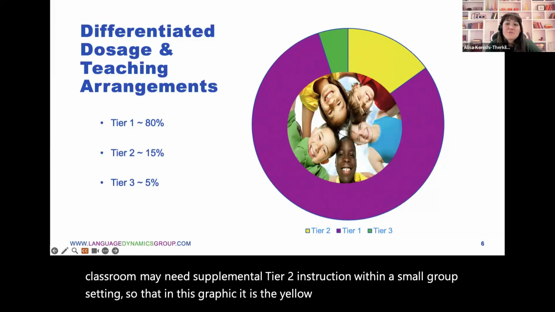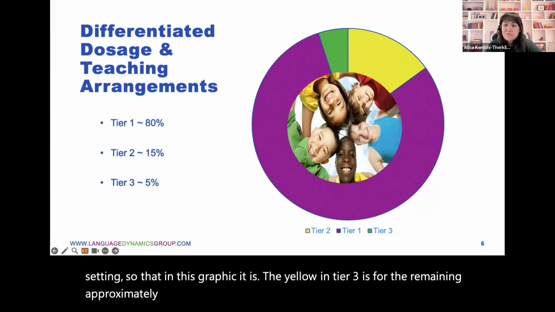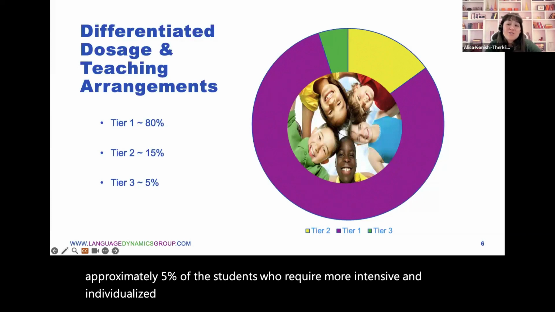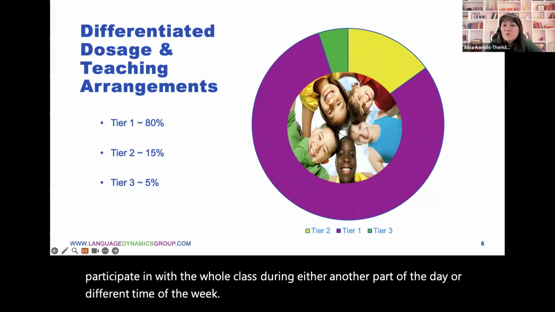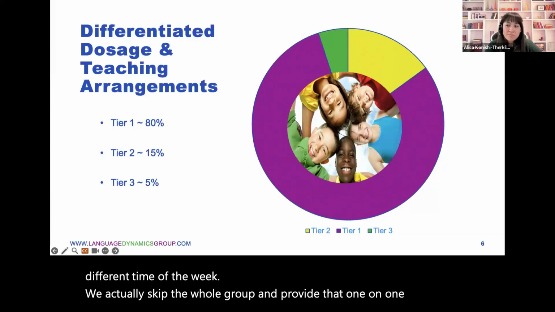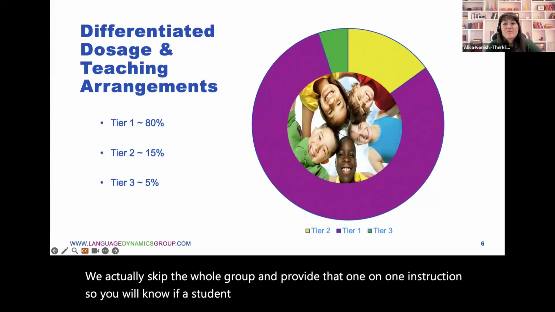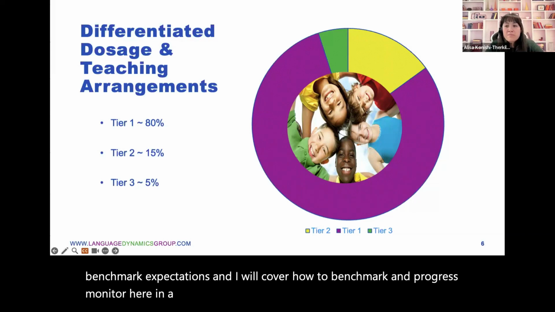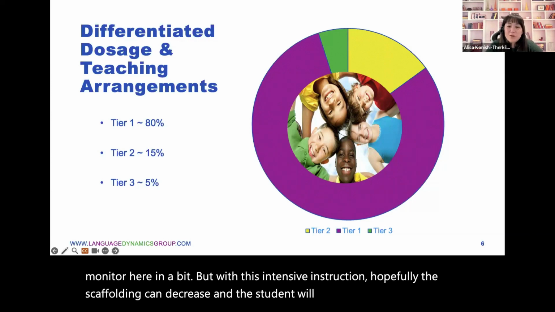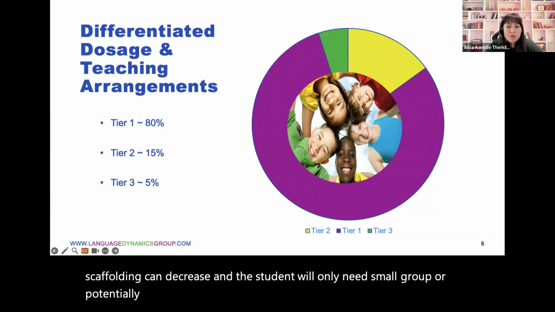And tier 3 is for the remaining approximately 5% of the students who require more intensive and individualized instruction in addition to the large group lesson they participate in with the whole class during either another part of the day or a different time of the week. We actually skip the whole group and provide that one-on-one instruction. So you will know if a student needs tier 3 if they are falling far below benchmark expectations. And I will cover how to benchmark and progress monitor here in a bit. But with this intensive instruction, hopefully the scaffolding can decrease and the student will only need small group or potentially return to whole group instruction.